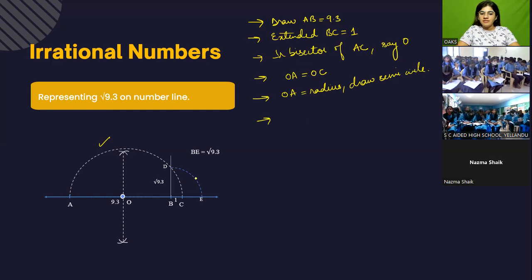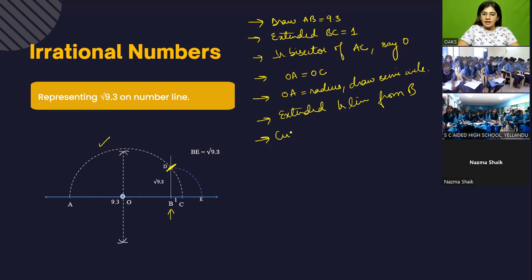Okay, now after the semicircle, we know where B stands. So from B, we just extended the line with the help of a ruler. We extended the perpendicular line from B. It will cut the semicircle at some point, say D.